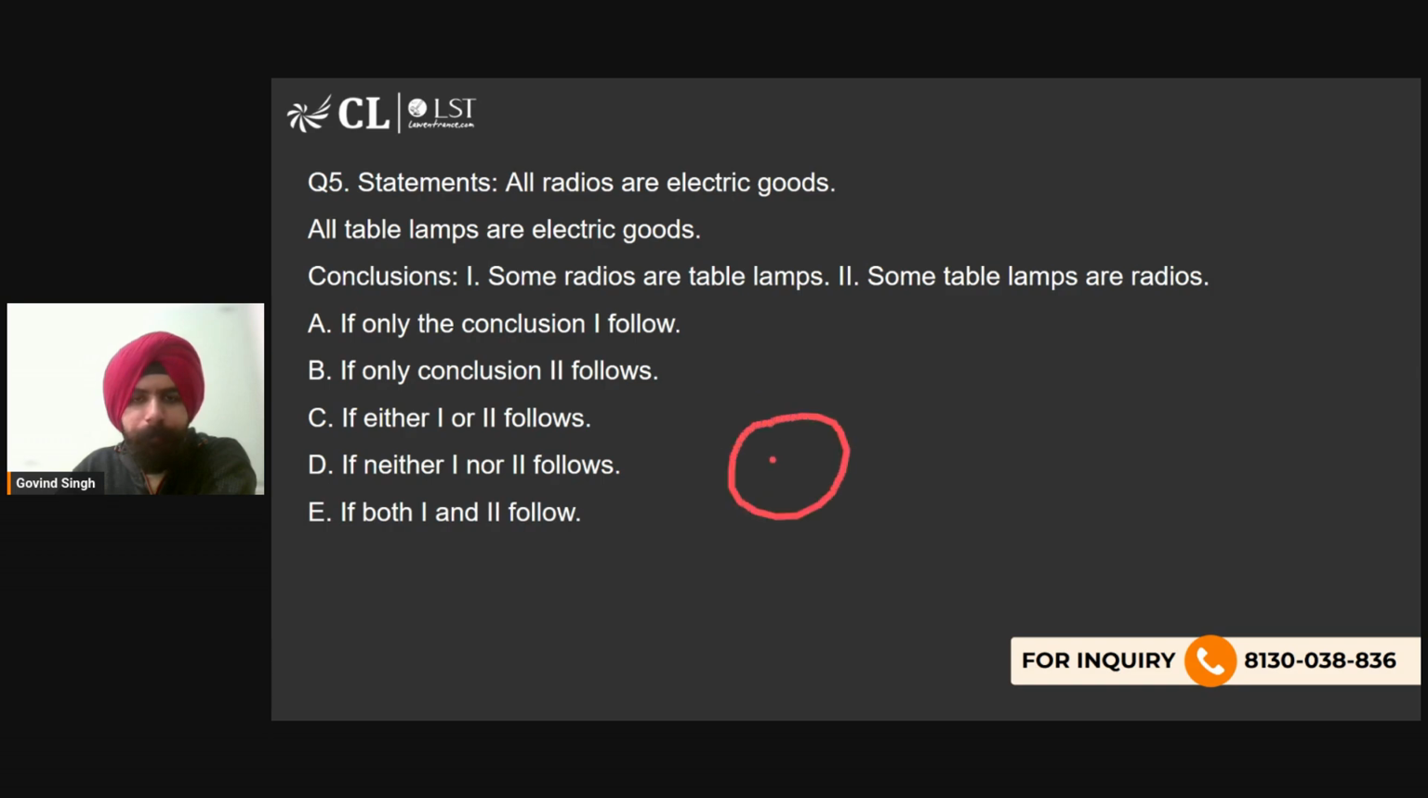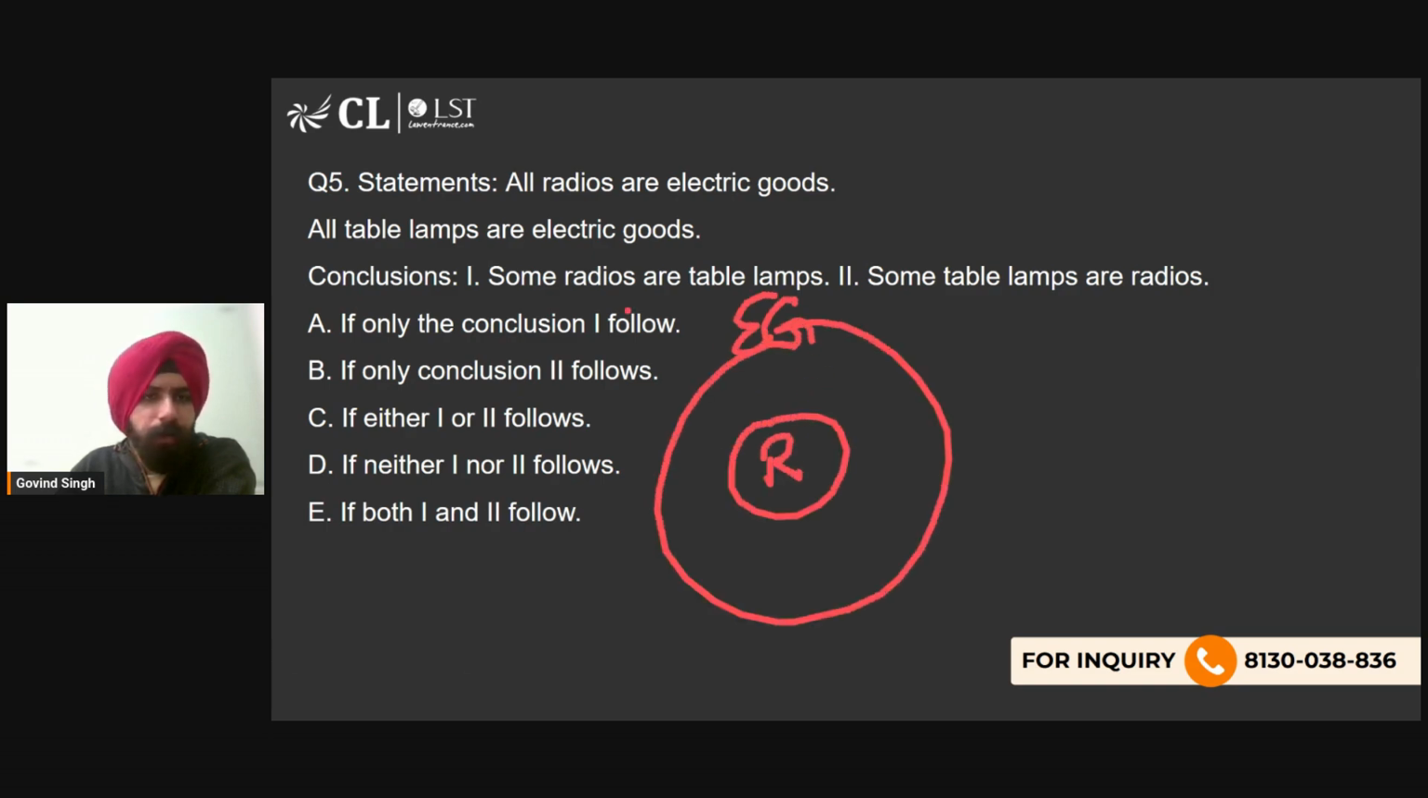Okay, all radios are electric goods. Cool. All table lamps are electric goods. Let's draw table lamps like this. All table lamps are electric goods.